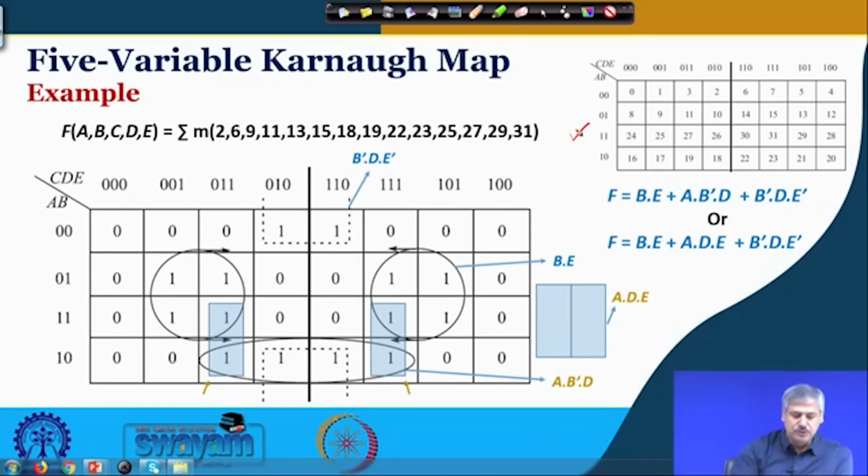So, 2 is 0 0 0 1 0. 2 is a min term, so 1 is placed here. Okay. Next is 6, that is 0 0 1 1 0. So, 6 is over here, and the corresponding 1 is placed. Accordingly, for all the min terms, the ones are placed in the specific positions in the 5 variable Karnaugh map.